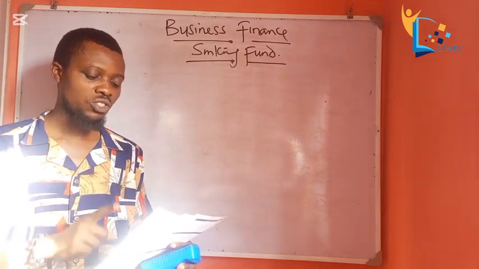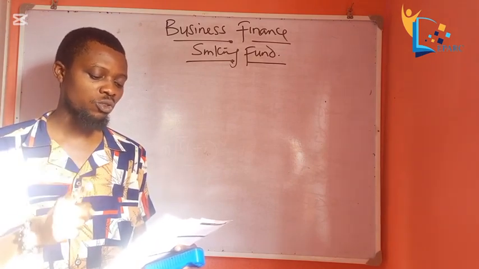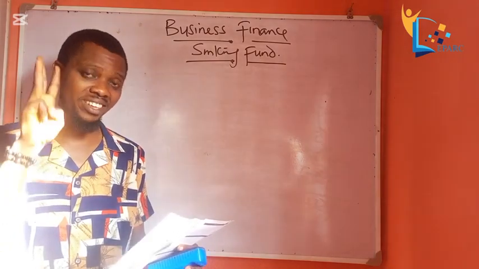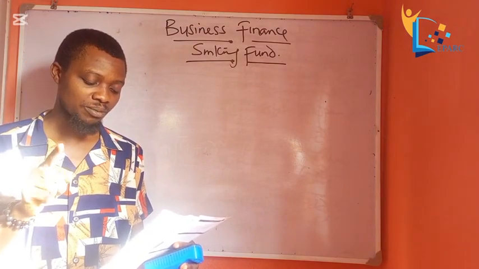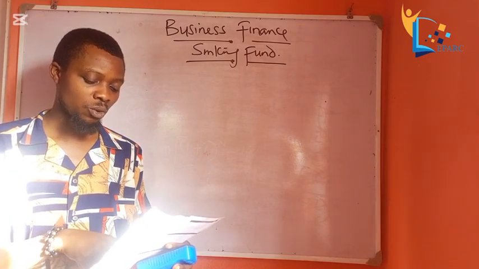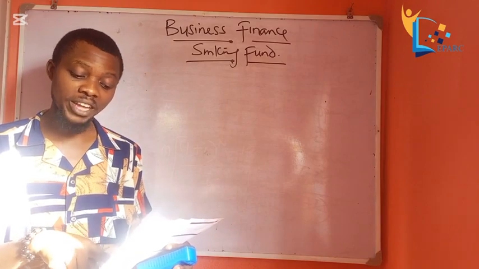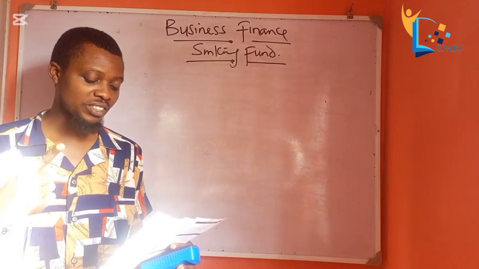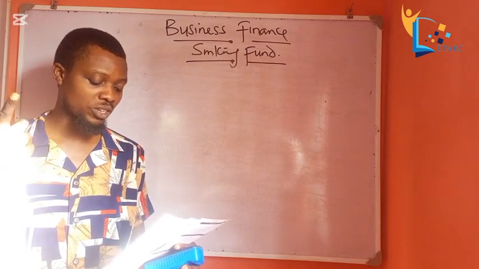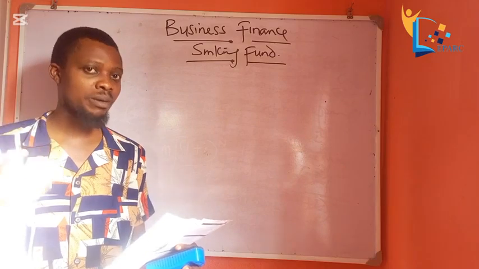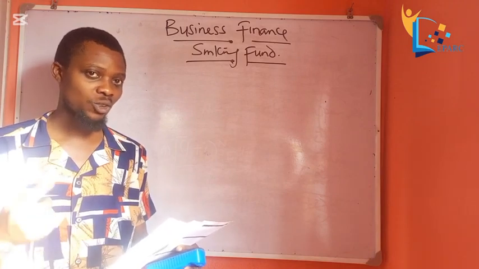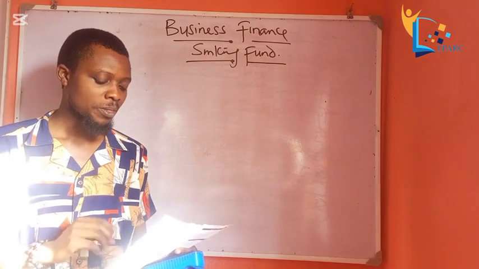Now this question says, Mr. Chinedu wishes to create a sinking fund to pay off his loan of 1 million naira at 8% interest compounded annually in 3 years. Understand this question. He borrowed 1 million to do a project, so he wants to pay that back. Remember, loans come with interest, so he's not paying 1 million. He's going to pay higher, including interest.